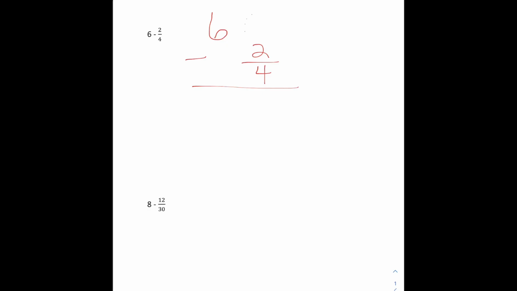This is like having a 0 right here. And we know that we can't do 0 minus anything, so we have to borrow. So that's exactly what we're going to do. We're going to borrow from the 6, and it's going to become a 5. And that 5 needs to come over here as a whole fraction. So since our denominator is 4, our whole fraction is going to be 4/4.